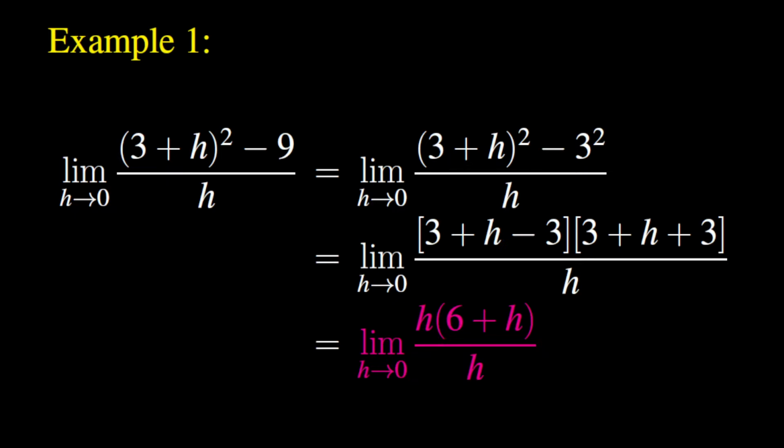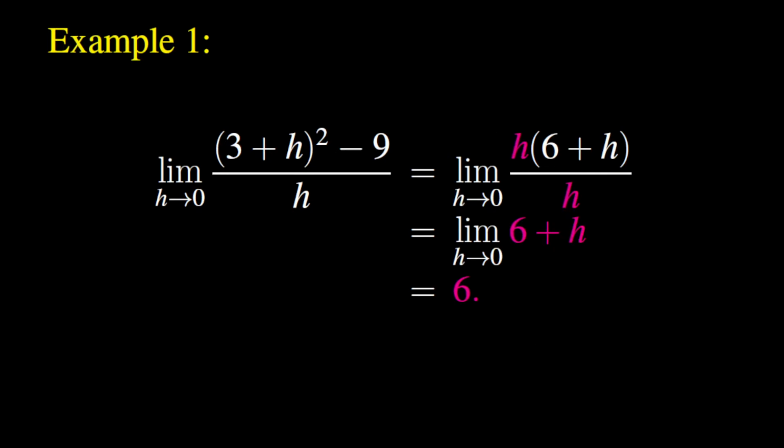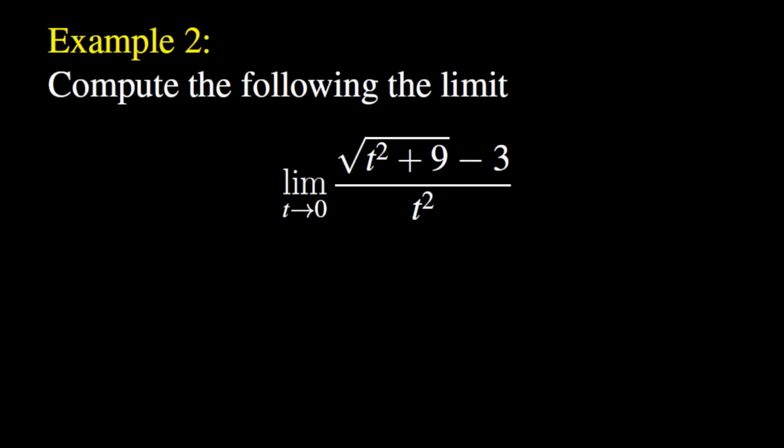The expression becomes h times (6 plus h) divided by h. We clearly see that h is the common factor that appears on both the numerator and the denominator. This common factor should be simplified. After simplification, the expression becomes 6 plus h, then when we plug in 0 for h, we see that the limit is 6.